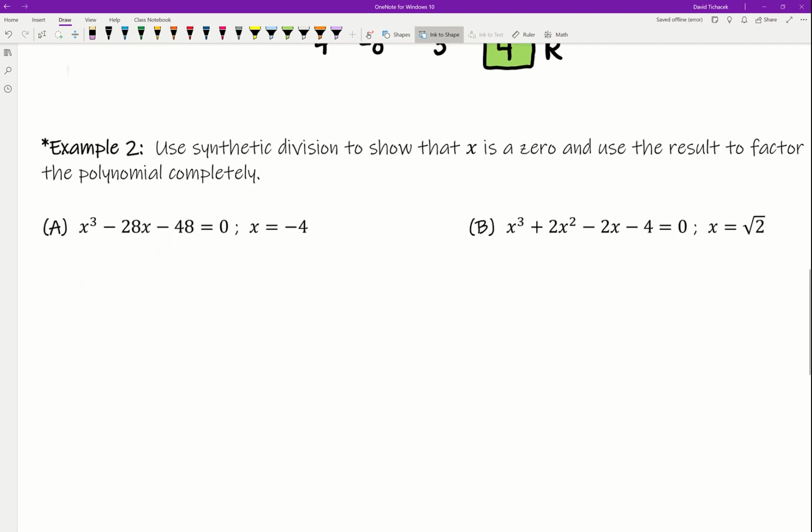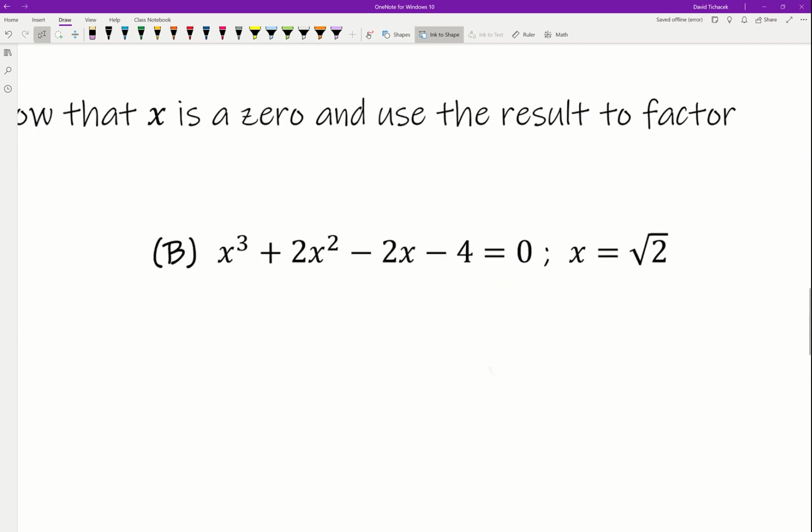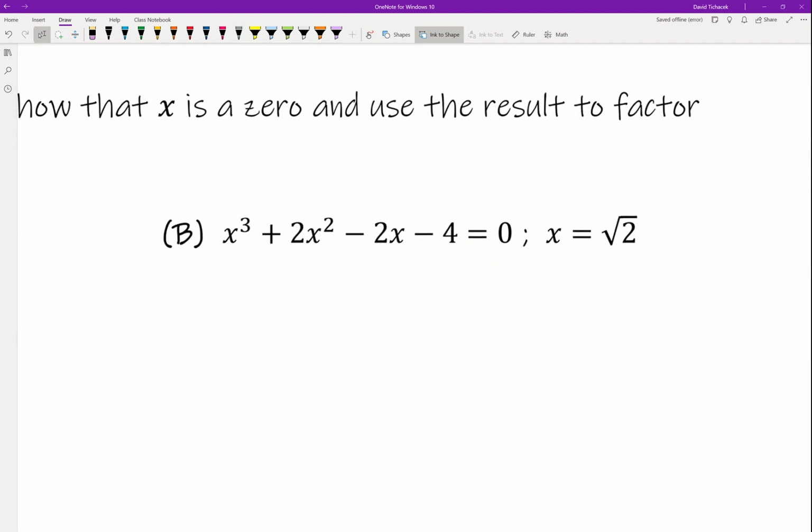So example 2 says use synthetic division to show that x is a 0, and then use the result to factor the polynomial completely. Before we move on to that, I want to go back over what they're referring to in the directions. If they want us to show that x is a 0, remember what that means: if you plug in that input, it's going to output the number 0. That is what is meant by x being a 0.